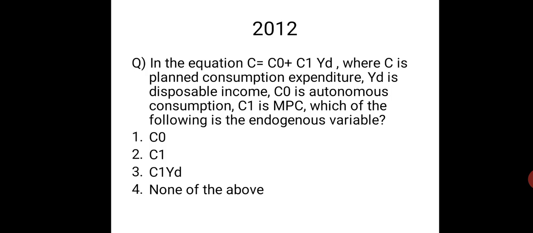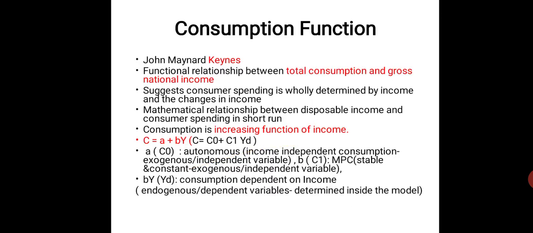We are left with C1 YD. C1 YD can be the answer, where MPC is combined with disposable income. That combination can be considered as an endogenous variable here, because here consumption is dependent on income. C1 YD combinedly can be considered as an endogenous variable, even though C1, MPC alone, is an exogenous variable. When we consider C1 YD in combined form, we can take it as an endogenous variable. So the answer can be option 3. You can go through the explanation which I have given. Whatever I have explained right now has been mentioned in this slide.